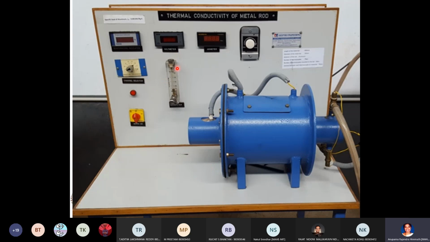Okay, ma'am. I will just tell you, here inside is your metal rod. This is your rotameter. These are the thermocouple readings where you are going to get the values. This is the knob by which you can select the thermocouple. So T1 to T7 are the thermocouples here, right?